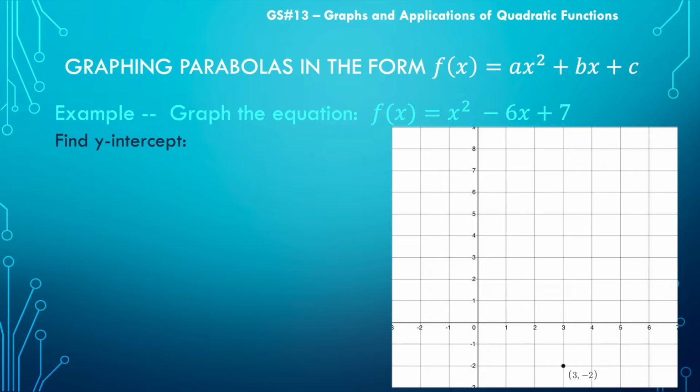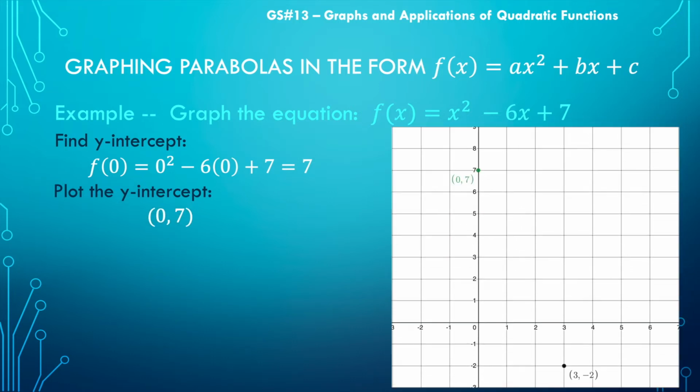We can find our y-intercept by substituting a 0 in for x and solving for y. So f of 0 is 0 squared minus 6 times 0 plus 7, which when I evaluate that all is equal to 7. So my y-intercept is (0, 7). So if I add that to my graph, I know this much. Now how about the x-intercepts?